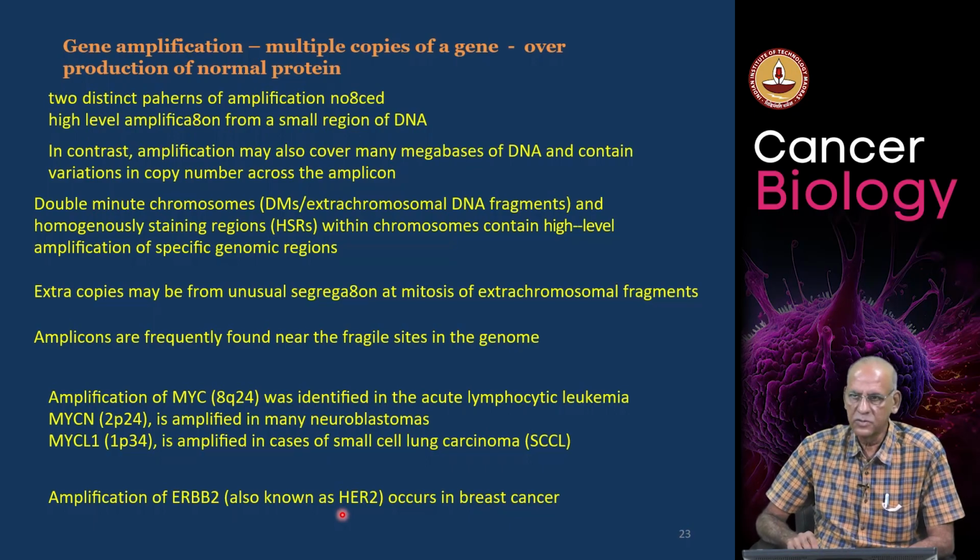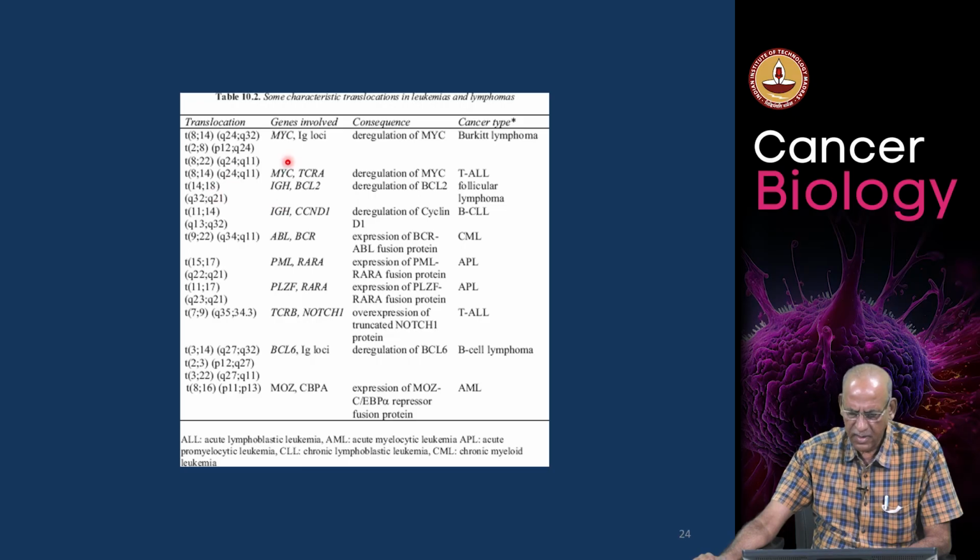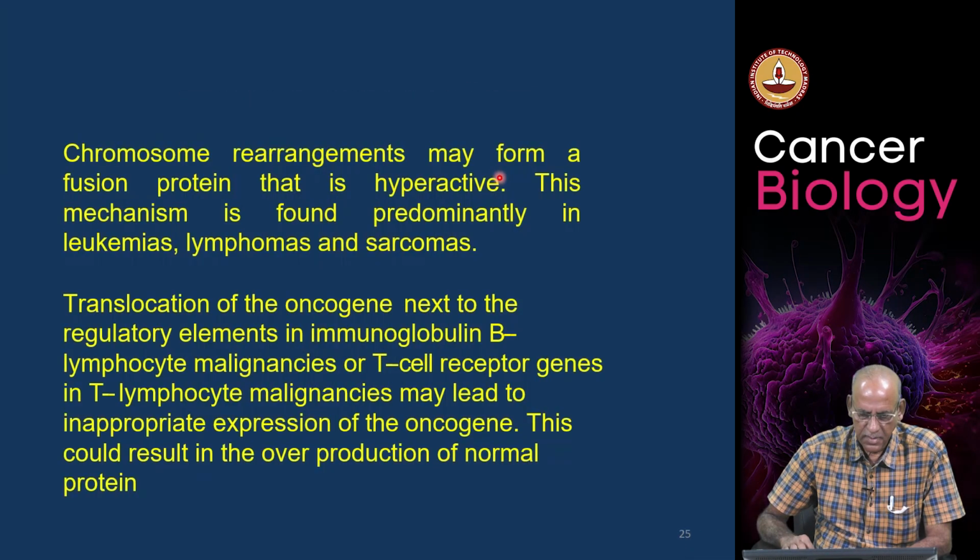Of course, thanks to some of the antibodies that have been discovered, Herceptin, now they can be treated, they can live for 25, 30 years or whatever after that. So, that is a very important discovery. There are several translocations. You do not have to mug up all of them, just understand that there are many translocations that have been identified in the various cancers, especially in leukemias and lymphomas, blood cancers.